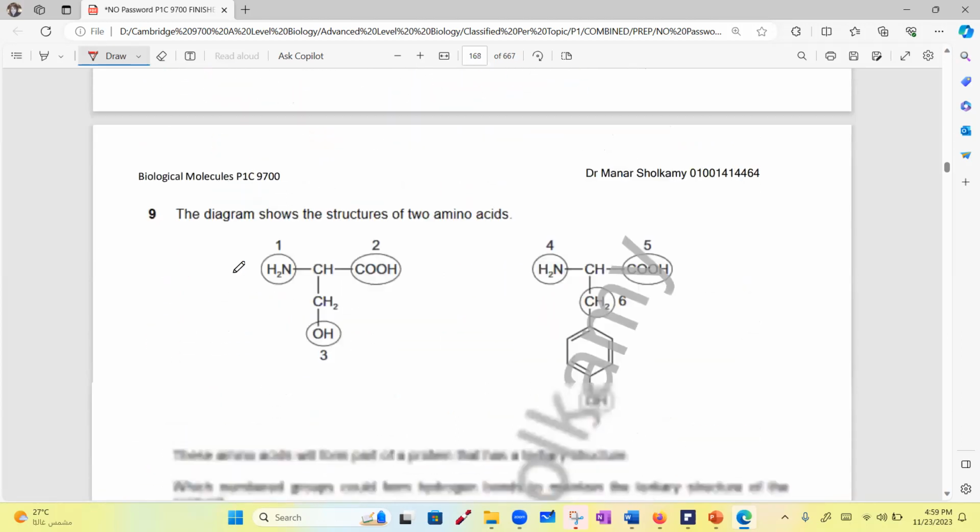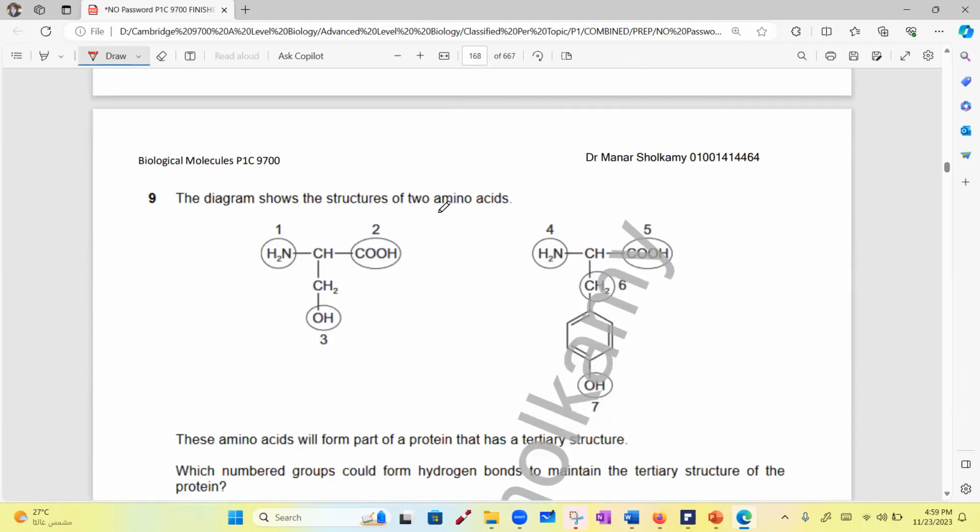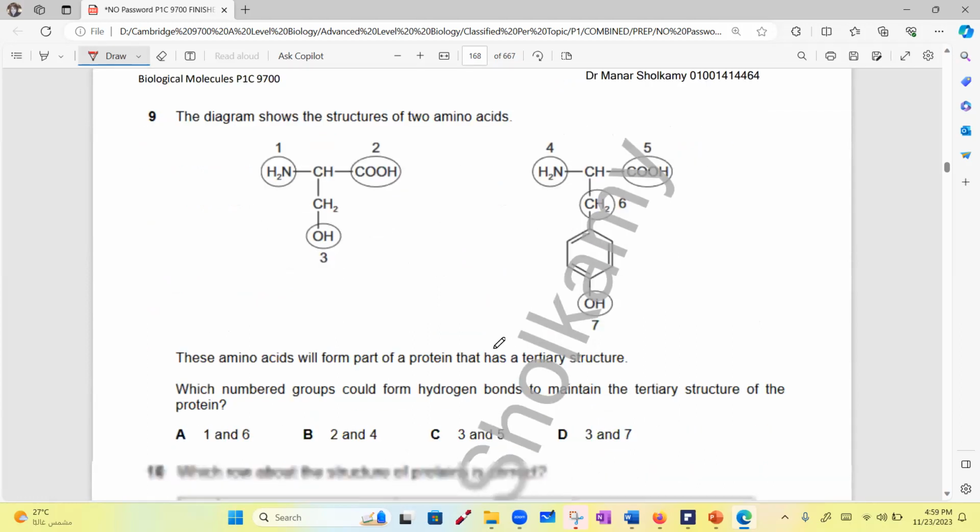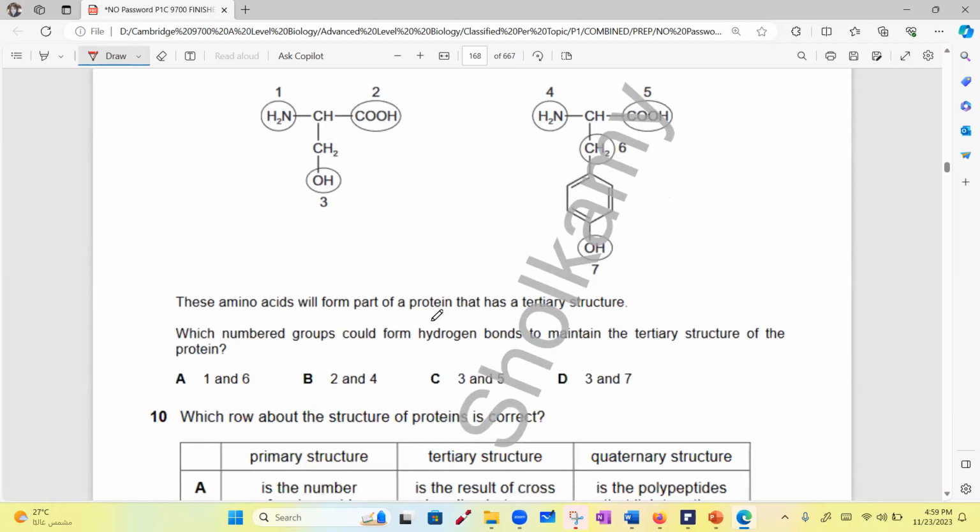Okay, good. The diagram shows the structures of 2 amino acids. These amino acids will form part of a protein that has a tertiary structure. Which numbered groups could form hydrogen bonds to maintain the tertiary structure of the protein? Okay, here we're talking about tertiary structure. So these bonds that will keep or maintain the precise 3-dimensional shape happen between which groups?